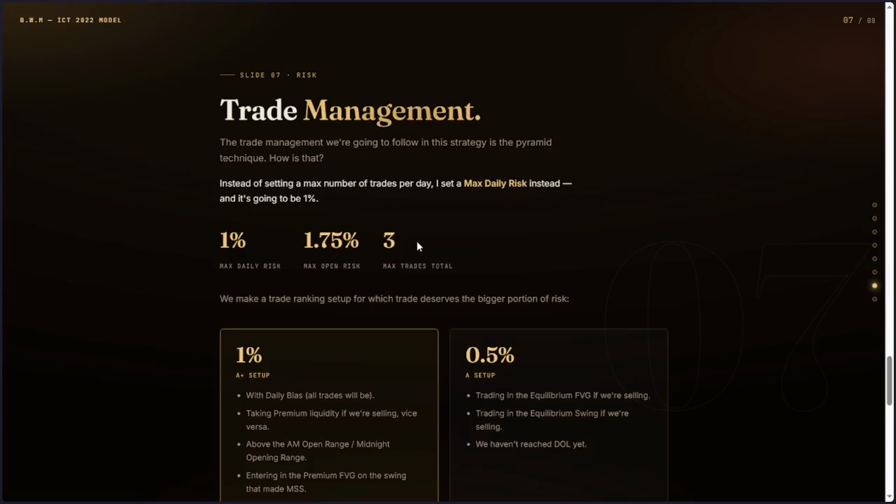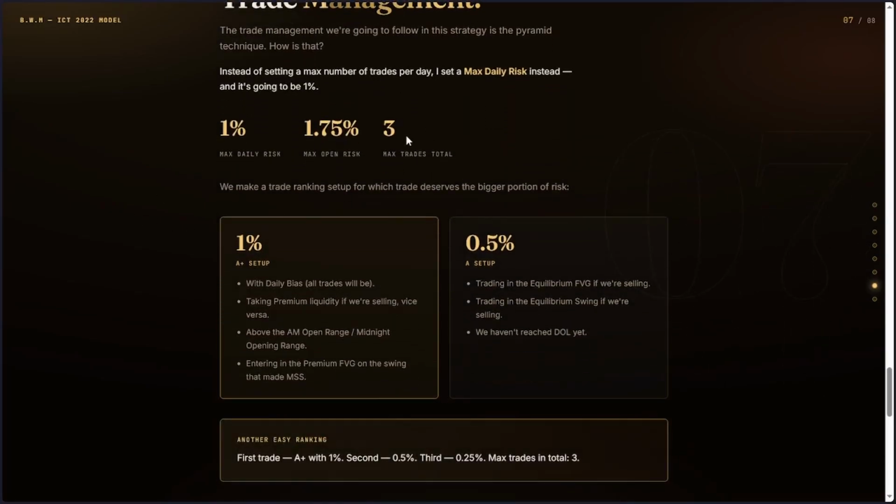For the trade management, guys, my max risk per day, once I reach it, I will stop trading, okay? Which is 1% of my account balance. The second one, the max open risk, is 1.75%. You're gonna say, oh no, that's more than 1%, and I'm not counting correctly, blah, blah, blah, whatever. Man, listen, once I reach 1%, I don't care about other open trades, I will close them, whatever. Okay, so I only open, as an example, let me show you the 1%.